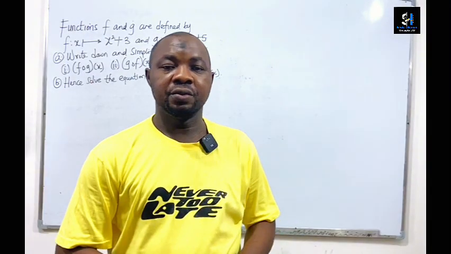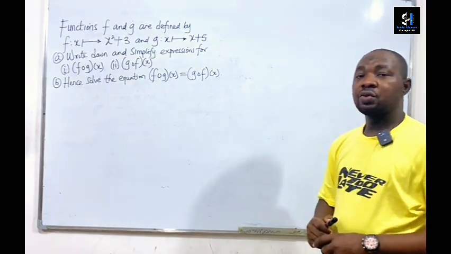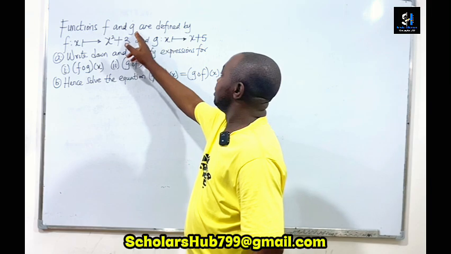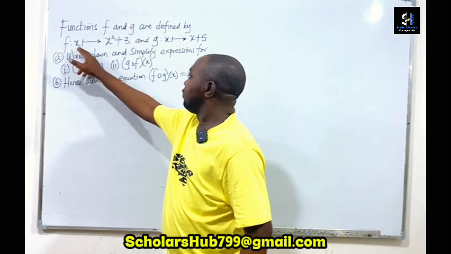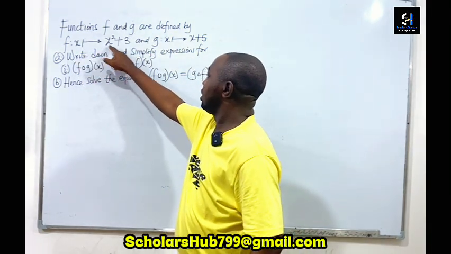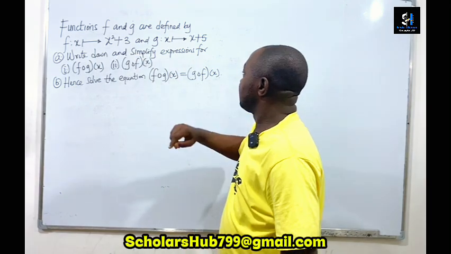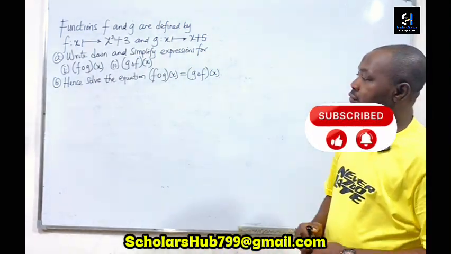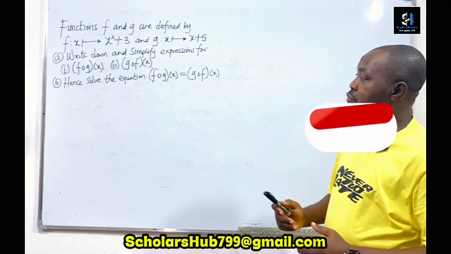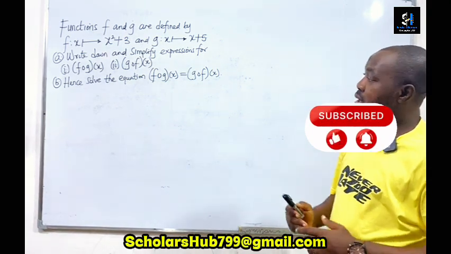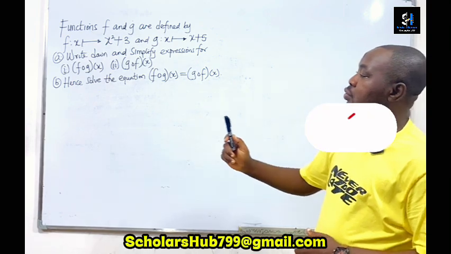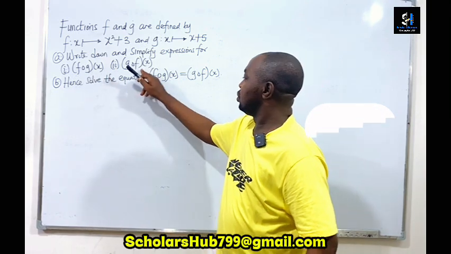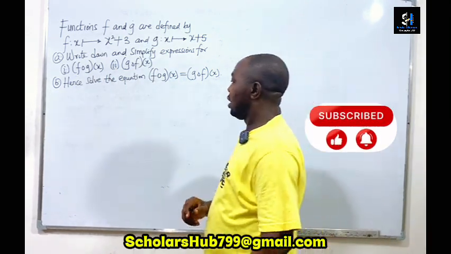Welcome to another video. Here's another question on functions and equations. Functions f and g are defined by f of x is given to be x squared plus 3 and g of x is x plus 5. Write down and simplify expressions for composite function fg of x and composite function gf of x. Hence solve the equation. So when this is equal to this, what will be the value of x?